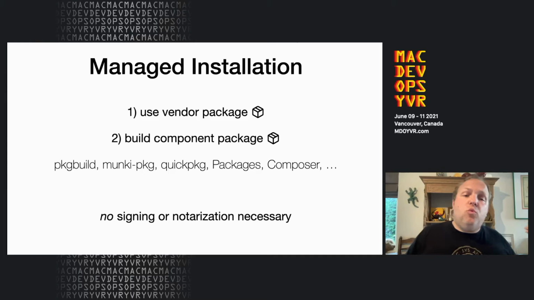Sometimes the vendor won't provide a PKG, but a DMG or a zip, or the PKG just doesn't work in this context, then you have to build a component package, the simplest package available. Use pkgbuild, Munki package, quick package, Packages composer. All of these tools can do that, whatever. If we're installing through a local agent, no signing or notarization is necessary.